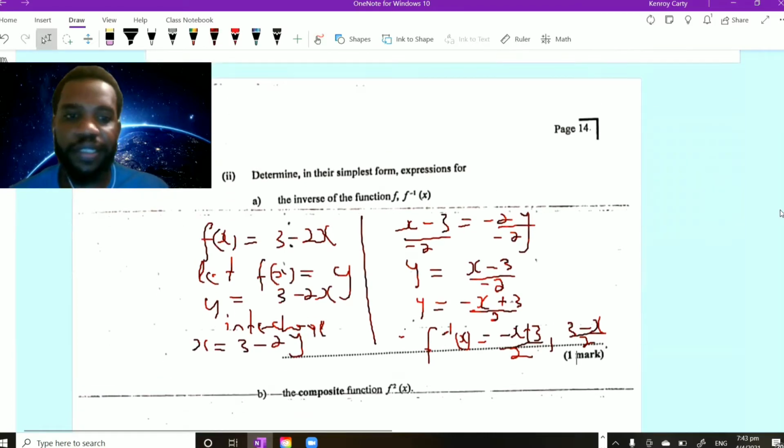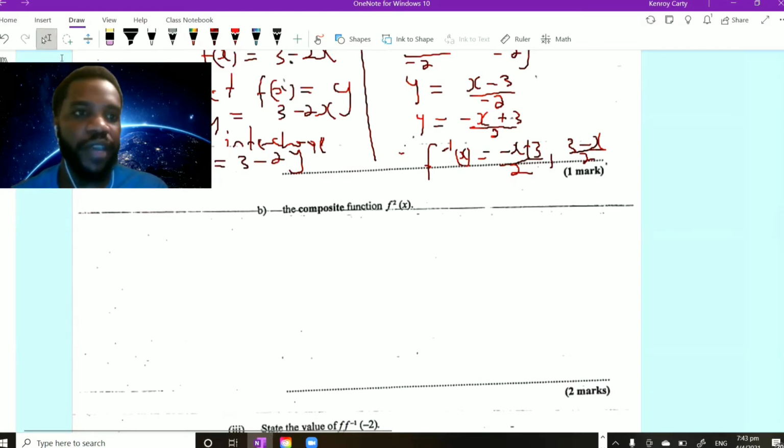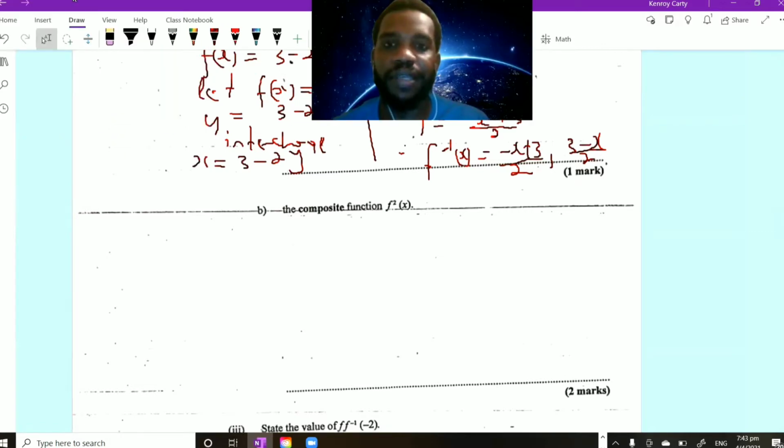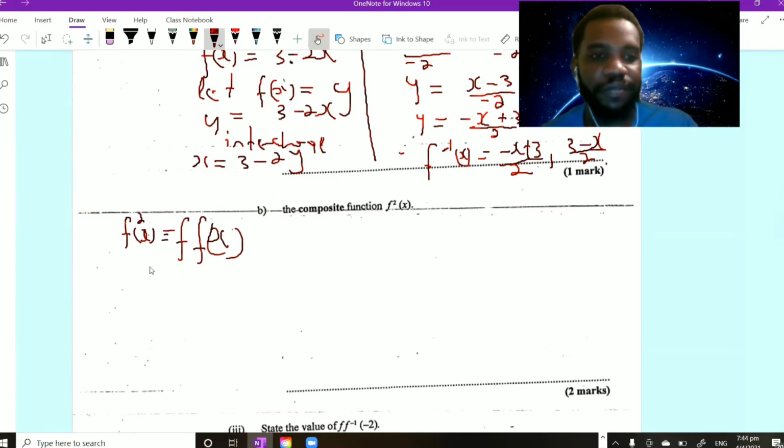Now, the second part of this says b, the composite function f squared of x. Let me explain what that means. That doesn't mean that you're going to multiply f of x by f of x. What it really means, and let me rewrite it to show you, is that f squared of x means the same thing as f of f of x. So you're going to put f of x back into itself. So I'm going to write the f of x function, and in the place of x, I'm going to put a bracket.